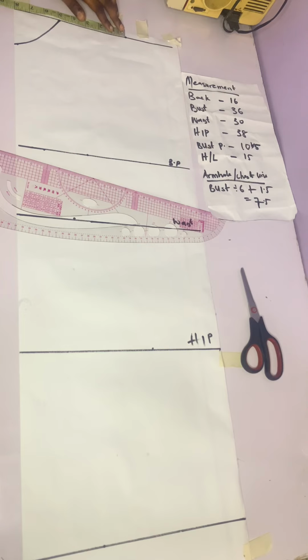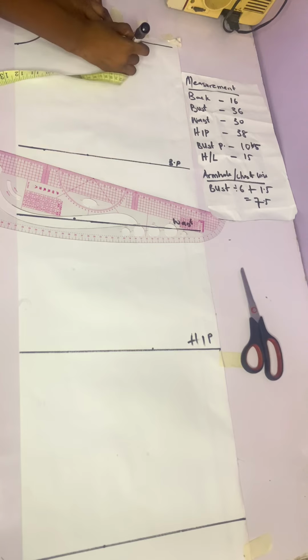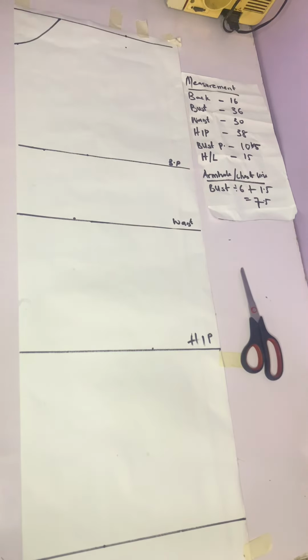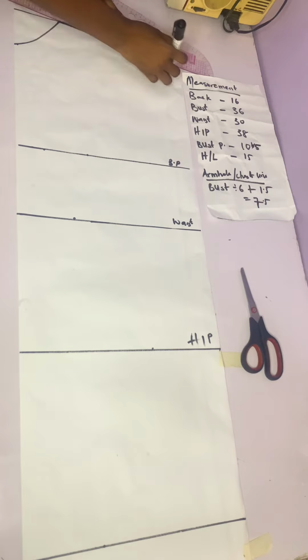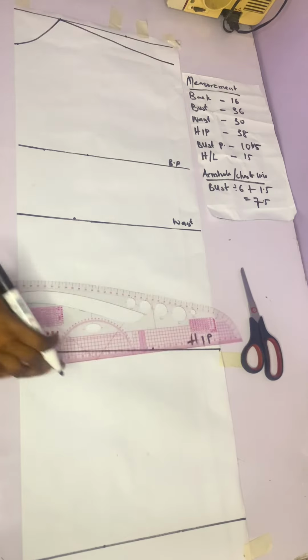Please don't forget that. So I'm just going to take my shoulder measurement, my shoulder slant, and come down by 1 inch. Then connect it to the neckline. For the front neck depth, 3 by 3, then connect it to the shoulder slant.